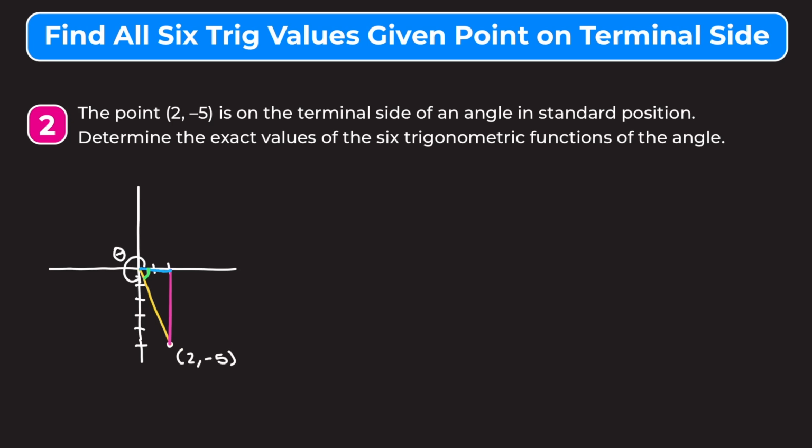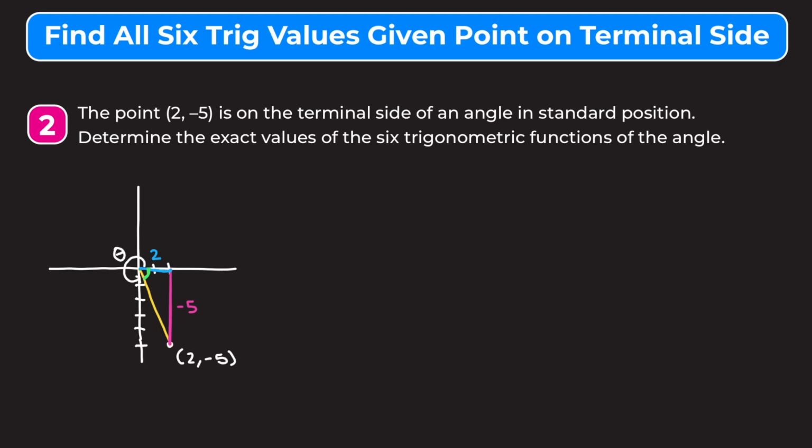Which means that this blue side is positive 2 because we went 2 to the right on the x-axis. And this pink side, we went down 5, so we're going to write it in as negative 5. So it's important to actually put the signs correctly, or else you will end up messing up some of your trig values. And now let's find this yellow side.